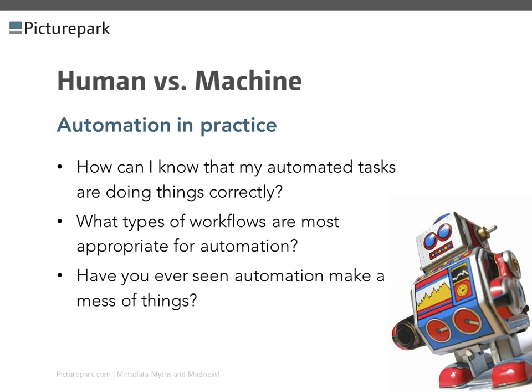I can't remember where I was for the automation thing. What was your last question? Can you repeat it? Sorry. Just what's on the screen there. How do we know that the automation is working, and what kinds of workflows should we use it for?